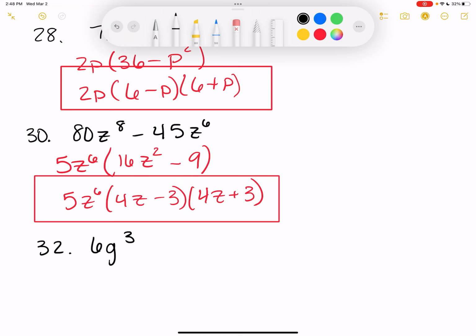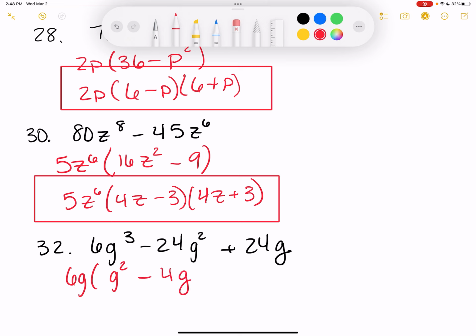32: 6g cubed minus 24g squared plus 24g. That's a lot of numbers. Okay, you can take out 6g. 6g leaves me with g squared minus 4g plus 4.